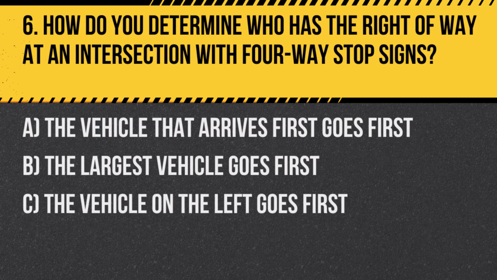Question 6. How do you determine who has the right of way at an intersection with four-way stop signs? A. The vehicle that arrives first goes first. B. The largest vehicle goes first. C. The vehicle on the left goes first. Answer. A. The vehicle that arrives first goes first. At a four-way stop, the first vehicle to arrive has the right of way.